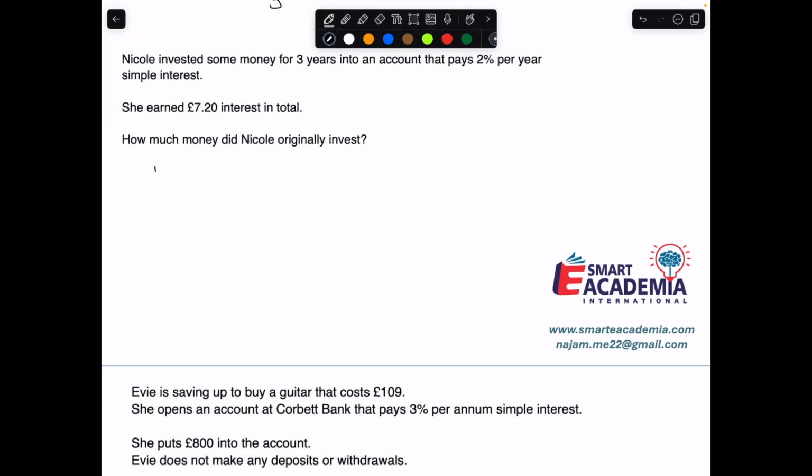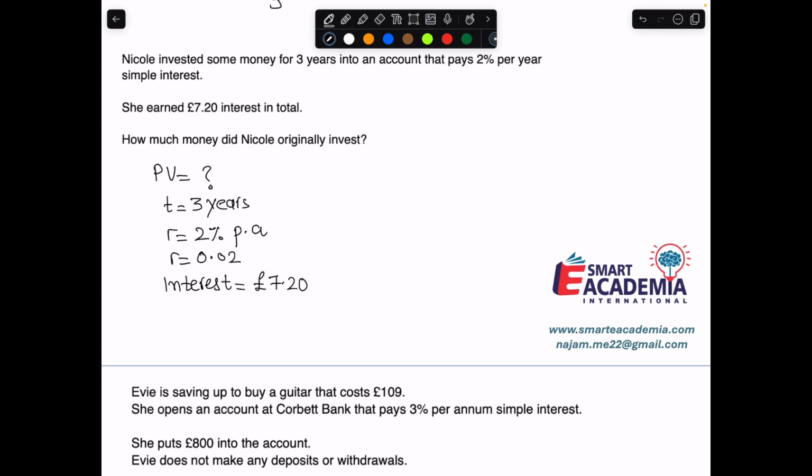In this case, we don't know what my present value is. And in order to find that present value, I need to see what other variables or numbers are given to me. It says the time is 3 years, and it pays 2% per year simple interest. So my R is 2% per annum, which is obviously 0.02. She earned 7.20 interest. Now this is the interest that she earned, so the interest is basically £7.20. Correct? Now what I need to find is the present value.